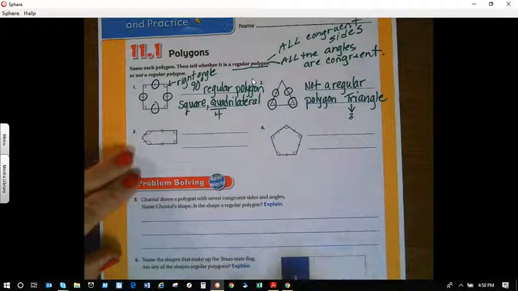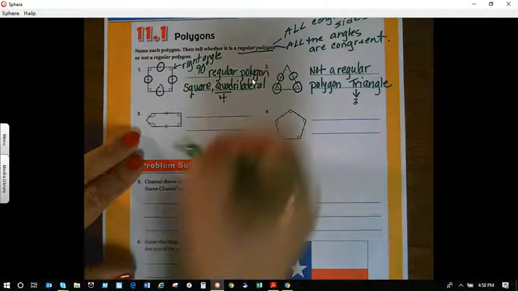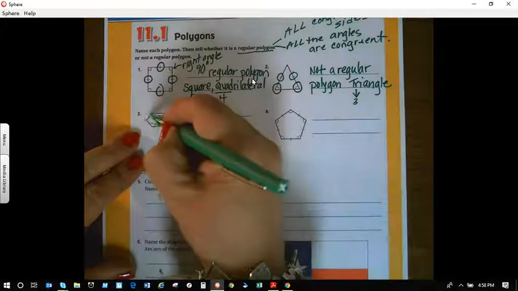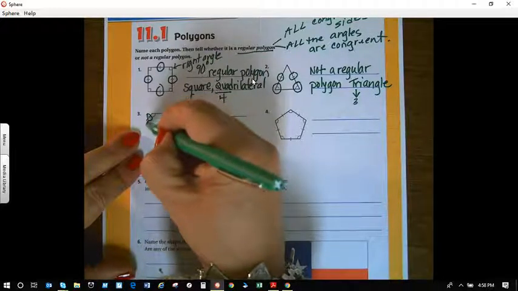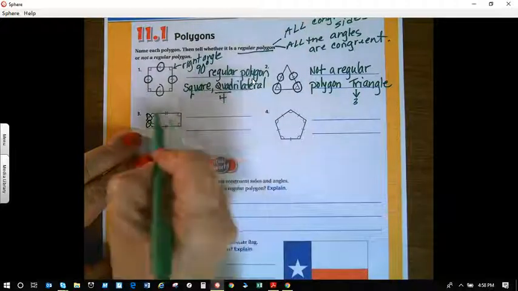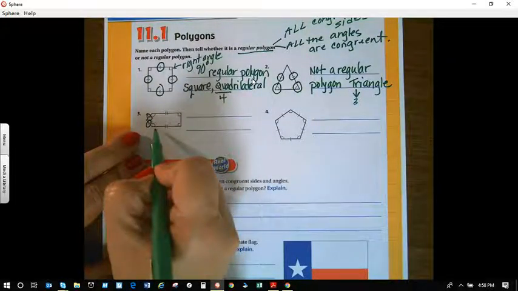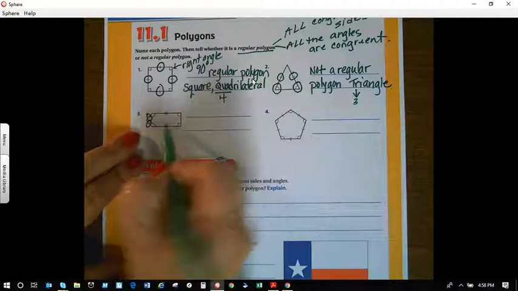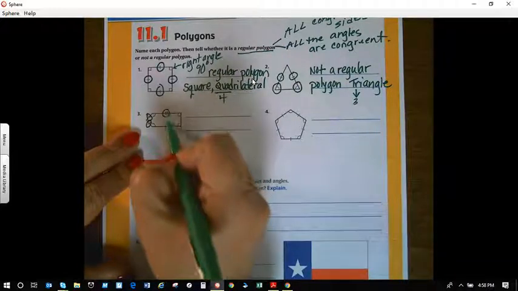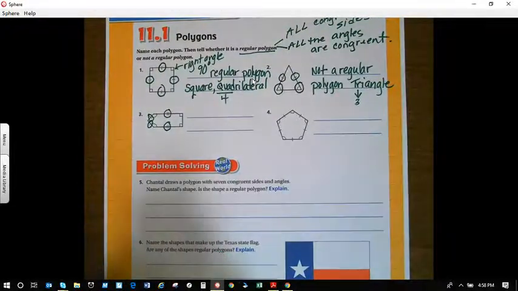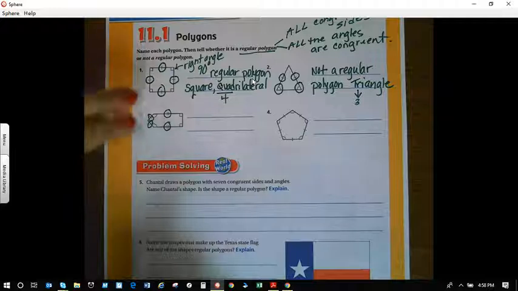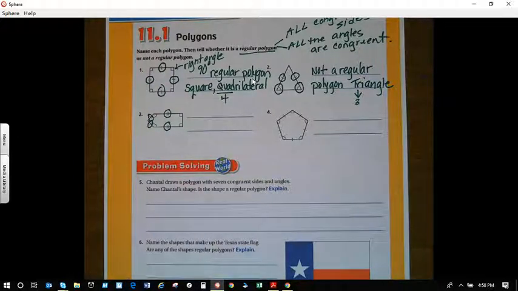Let's look at this one next. On number 3, this line segment is congruent to this line segment because I have one set here. This side is congruent to this side here, and this is telling me this is the second set of congruent sides. But I have two sets of congruent sides, so not all sides are equal or congruent. They don't all have the same size.